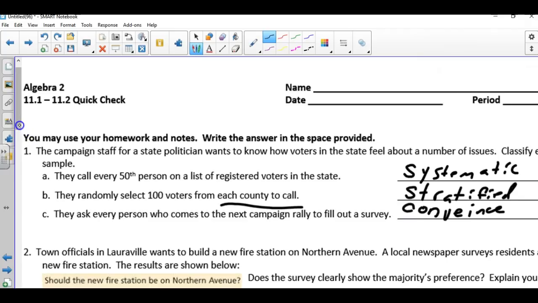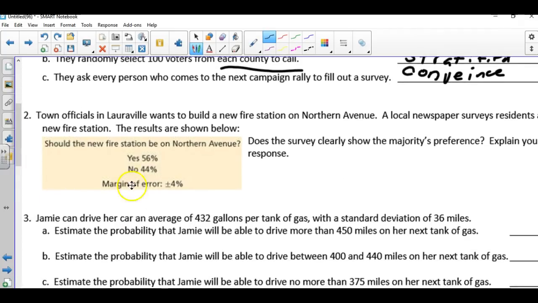Convenience, okay? Now, this next example is a margin of error problem. Make sure y'all read it. It says, does the survey clearly show majority preference? Well, first you got to find the range. So if the margin of error is 4%, for yes, it would be 50 to 60%, and this one would be 40 to 48%. Now the key word here is overlap. Does this contain overlap or not?